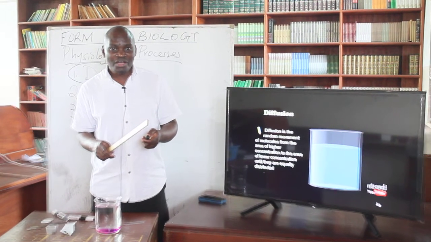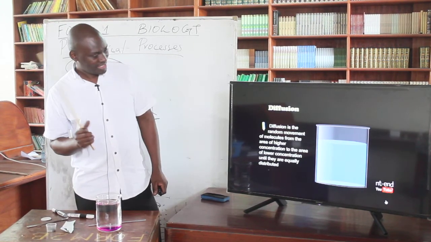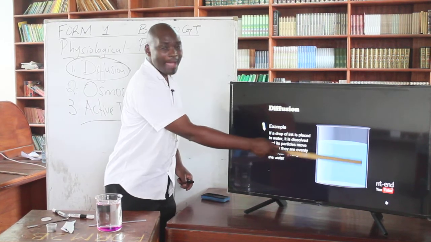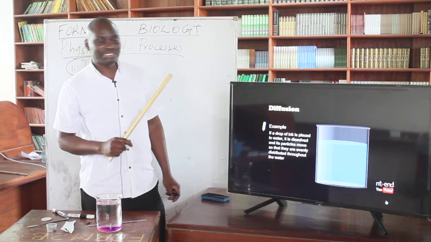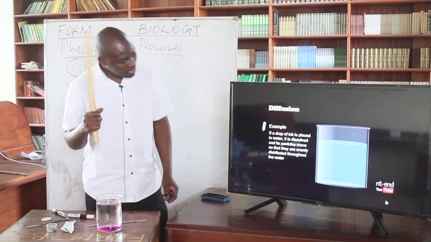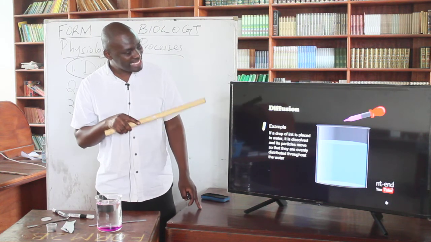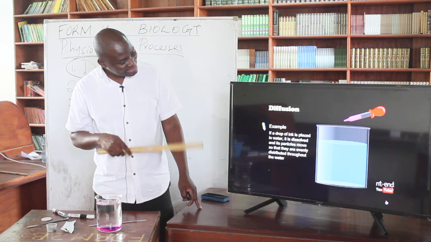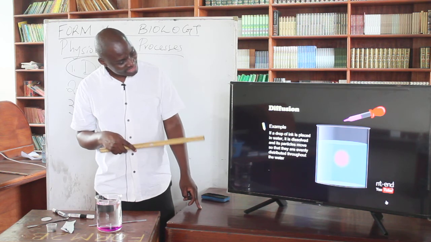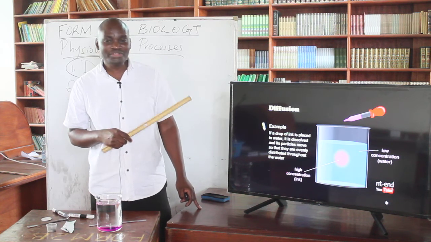So this video illustrates the process of diffusion. This is water, and it is clean water. So if a drop of ink is placed in water, it dissolves and its particles move so that they are evenly distributed throughout the water.